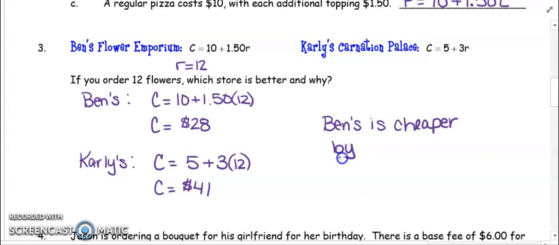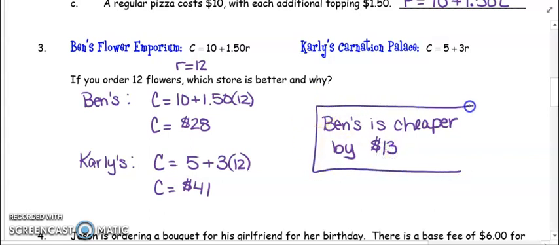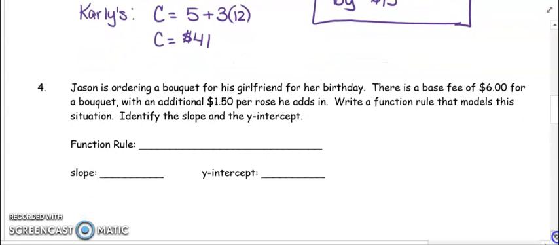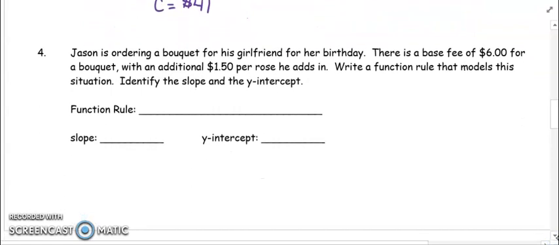And we can say that 41 minus 28 is $13. So Ben's is cheaper by $13. And that's why it's better to buy from that store. All right, moving right along, let's take a look at number 4. Number 4 says Jason is ordering a bouquet for his girlfriend for her birthday.